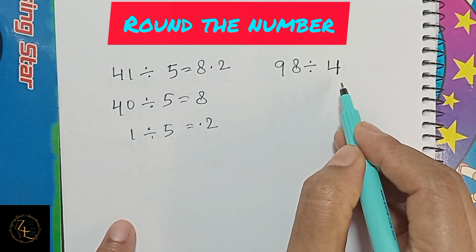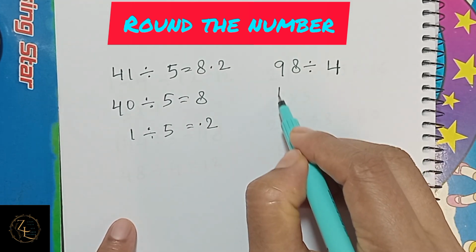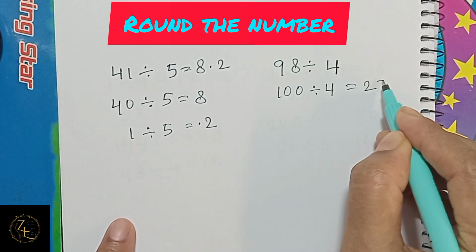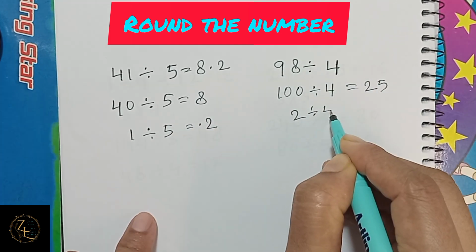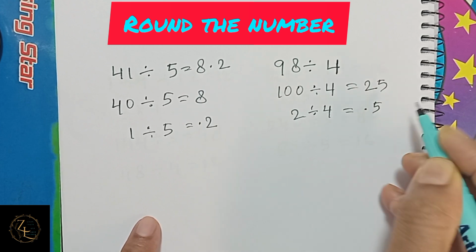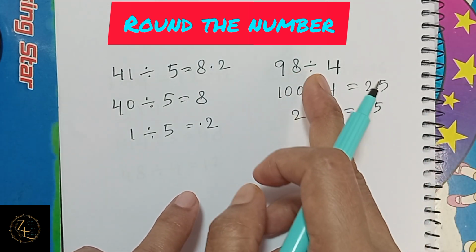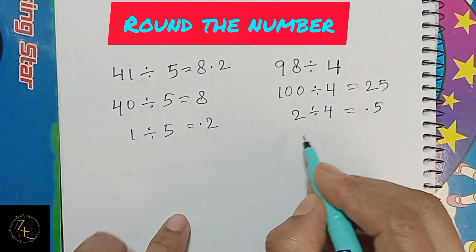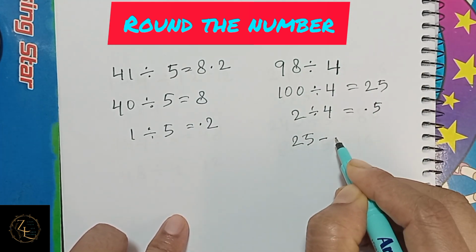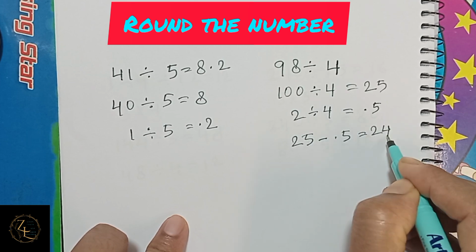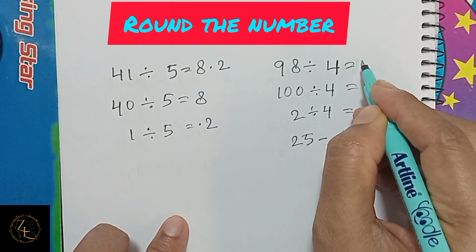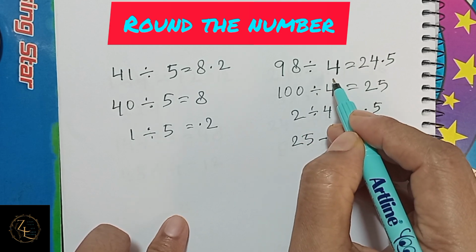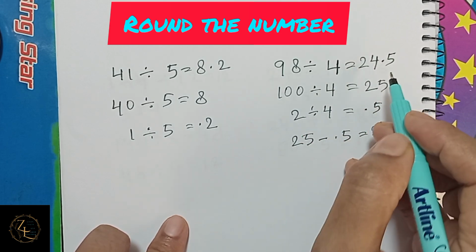98 is divided by 4. Make 98 into 100 and divide it by 4. It will be 25. Now divide 2 by 4. It will be 0.5. As we added 2 with 98 to make 100, this time we will less 0.5 from 25. 25 minus 0.5 is equal to 24.5. Final answer is 24.5. 98 divided by 4 is equal to 24.5.